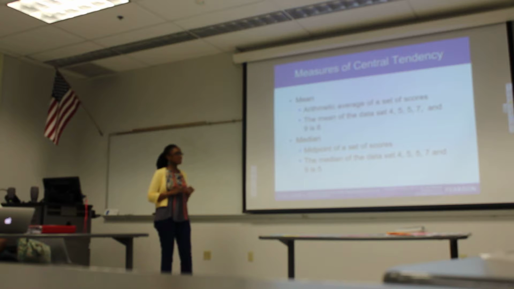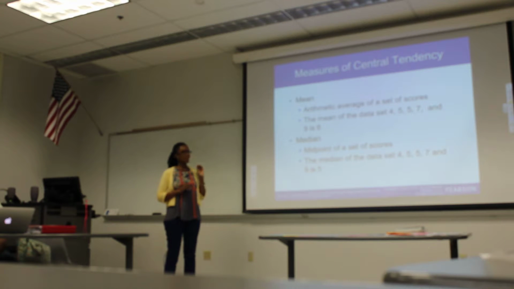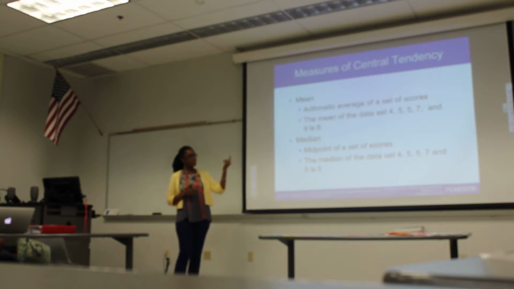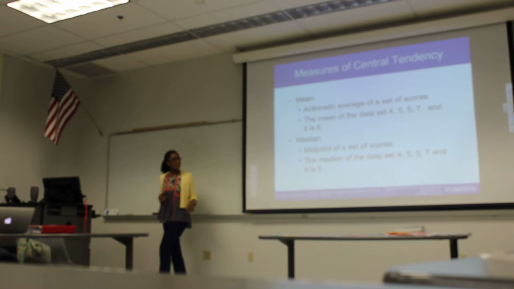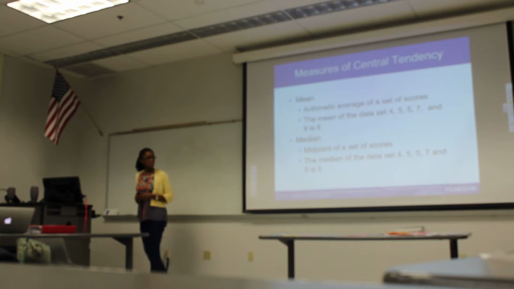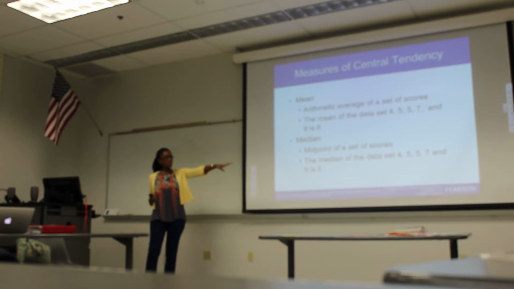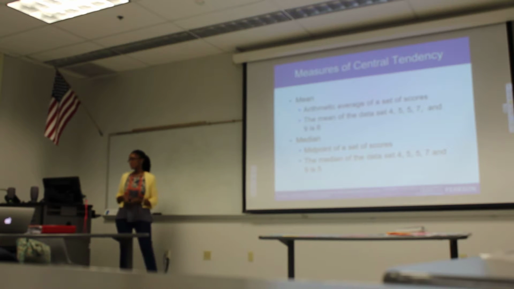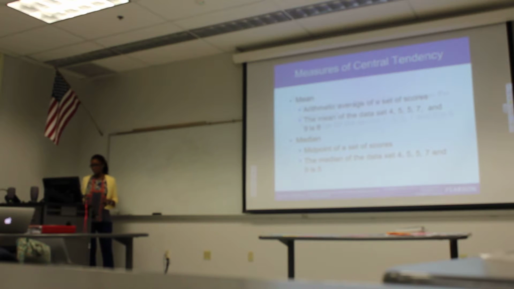So the mean is an arithmetic average of a set of scores. The mean of a data set, 4, 5, 5, 7, 9, and 6: you add up the scores and you divide by the number of scores. The median is the midpoint of the set of scores. The median of the data set 4, 5, 7, and 9: the midpoint of those two middle scores is 6, right? So that's the median point.